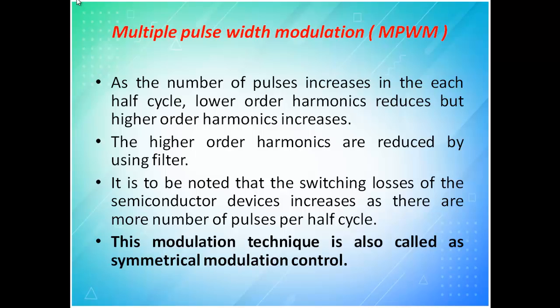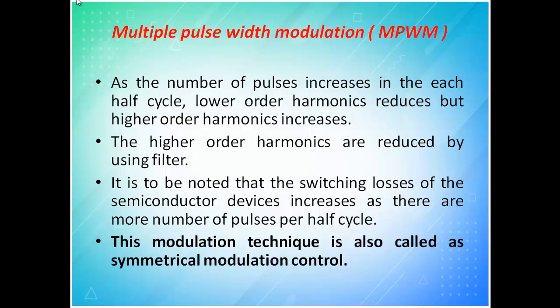Once the lower order harmonics reduce, automatically the complication is reduced for us, because in lower order harmonics only, filtration is difficult. Higher order harmonics you can easily filter. Okay, so with multiple pulse width compared to single pulse, you have reduced the lower order harmonics. Again, students, you have to remember this when comparing single pulse to multiple pulse: in multiple pulse, the lower order harmonics magnitude is reduced.